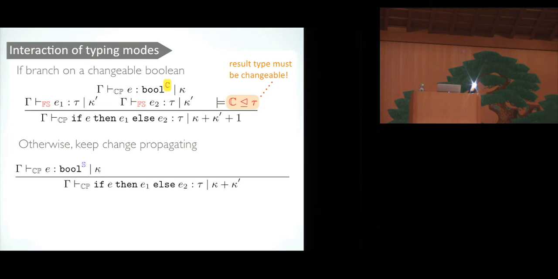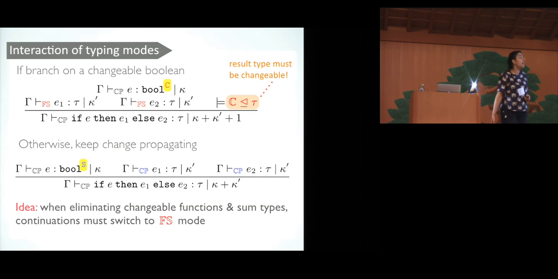Otherwise, we keep change propagating. That is, if the guard is a stable Boolean, that means we take the same path in both runs of the program, we keep change propagating. So we type the branches in the change propagation mode. So the general idea is that whenever we are eliminating changeable functions, these are functions that themselves might change, or some types of which conditions are a simplification, the continuations must switch to the from scratch execution mode.